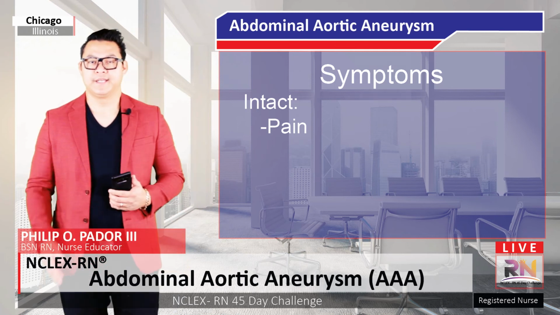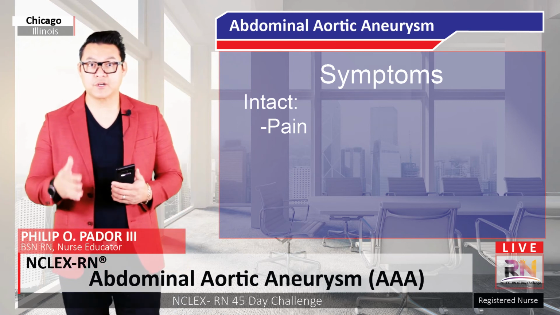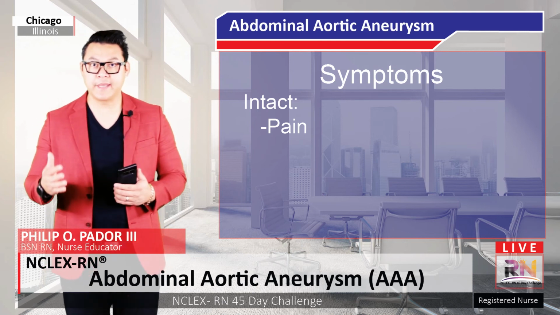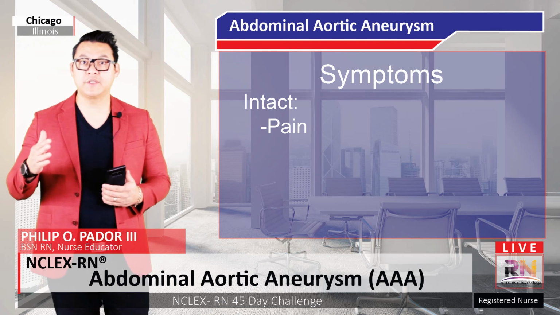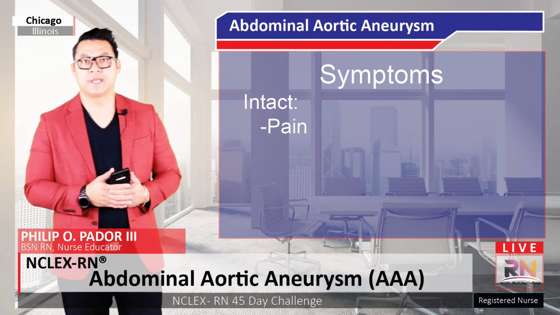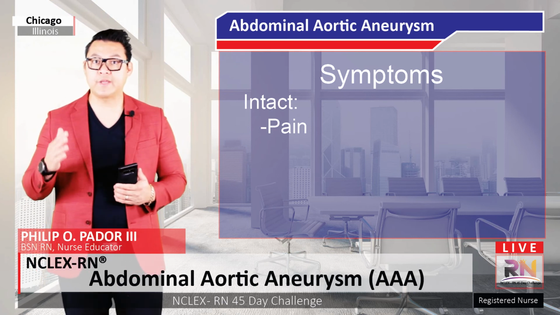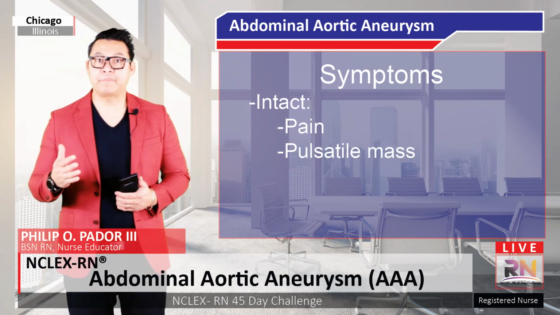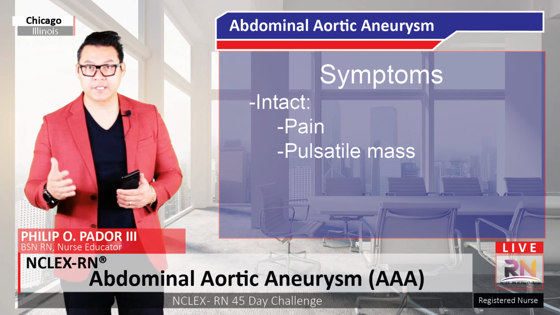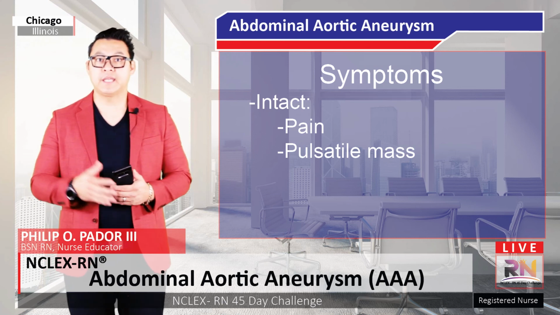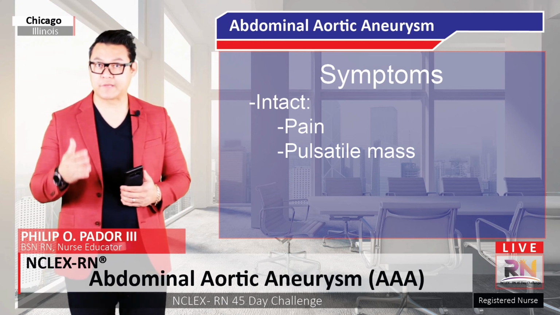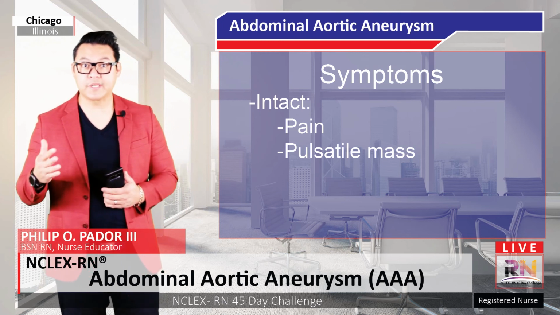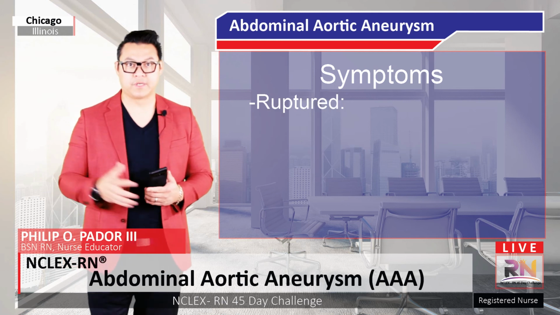The main thing is that AAAs can cause severe, constant pain in your abdominal region. So you can get pain in your abdomen and your lower back, or even the sides of your abdomen. But some people actually describe feeling a pulse in their abdomen as well. They might feel a pulsatile, expansive mass in their abdomen, whereas the symptoms of a ruptured aneurysm are a little bit worse.